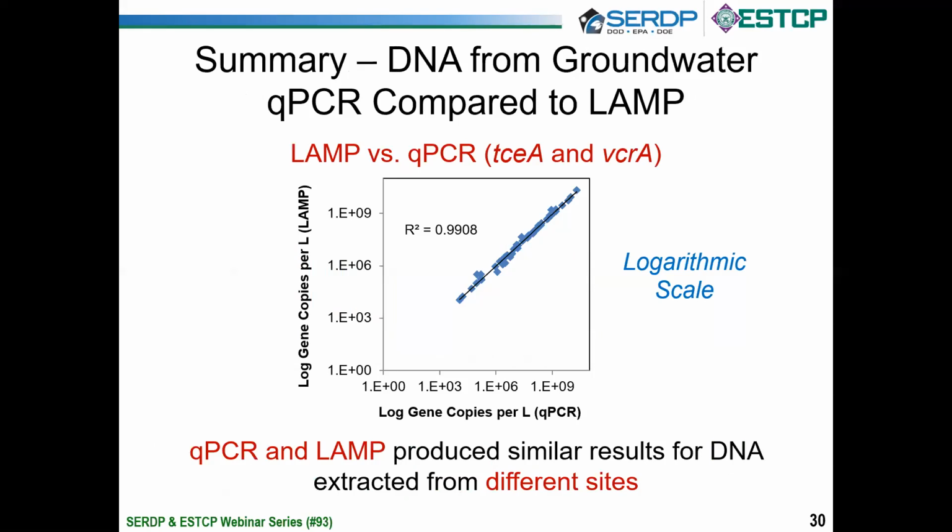To get a better idea of the comparison of the two methods over a concentration range, the data sets from the previous two slides are shown again here. The data for VCRA and TCEA have been combined. The values obtained using qPCR are on the x-axis on a log scale, and the values for LAMP are on the y-axis, again on a log scale. Overall, you can see that both assays produce similar values over a range of gene concentrations.